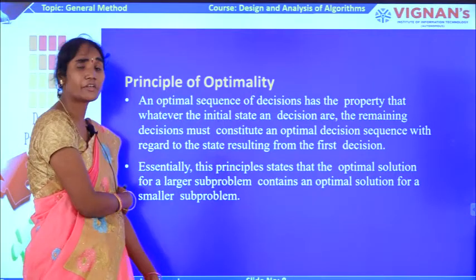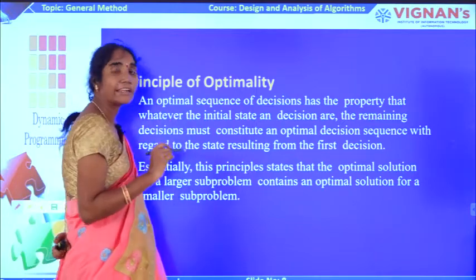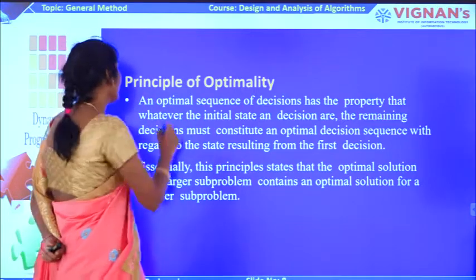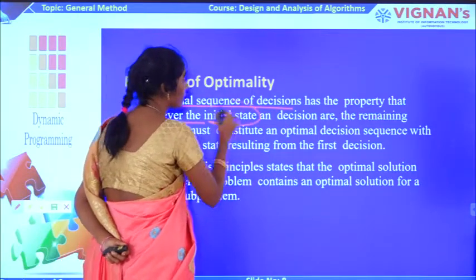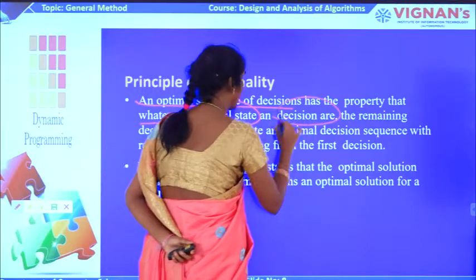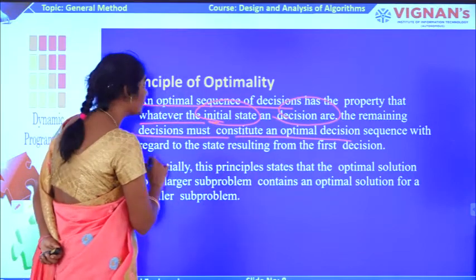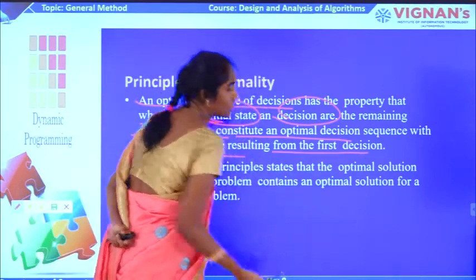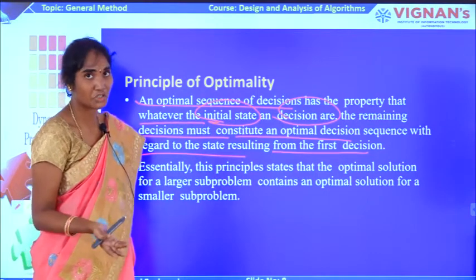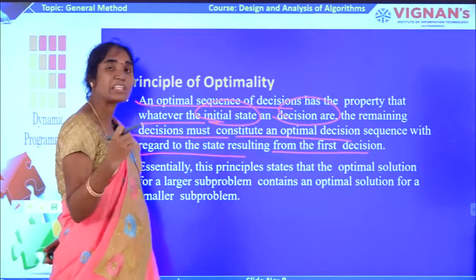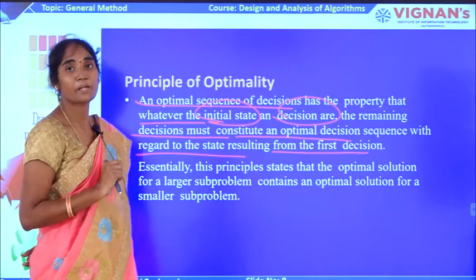So what is the definition of the principle of optimality? The principle of optimality states that an optimal sequence of decisions has a property that, whatever the initial state and decision are, the remaining decisions must constitute an optimal decision sequence with regard to the state resulting from the first decision. That is, basing on the previous decision, I should get the result for the next decision, right? That is the fundamental idea used in the principle of optimality.